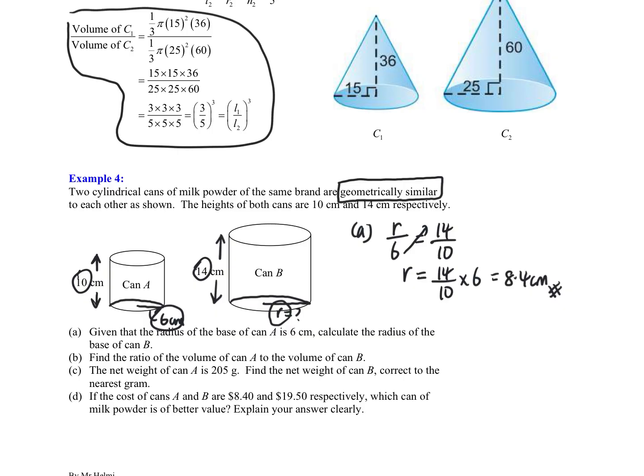Okay, second one. They say, can you then tell me what is the ratio of the volume of can A to can B? So what is volume of can A to volume of can B? No need to find actual. What should you do to the ratio? Cube it. So just choose one of the pair. Choose the one they have given. Don't use the one you have found in case you make a mistake. So 10 is to 14, you cube it.